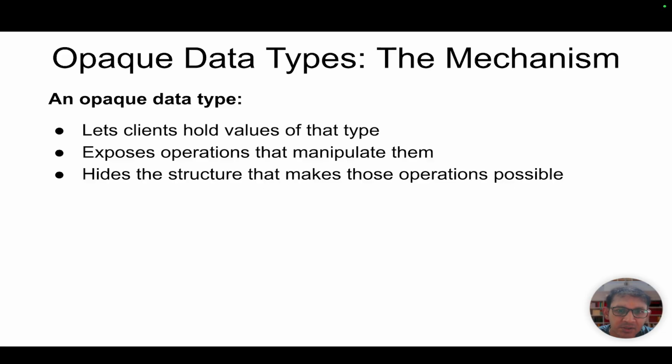Different programming languages provide different mechanisms for creating opacity. In Java, you use private fields, package-private fields, and interfaces with factories. In TypeScript, you use closures, private members, and branded types. Go provides unexported struct fields. Rust has module visibility and the newtype pattern. C++ offers private members and the pimpl idiom. The key insight is that regardless of the language mechanism, the goal is the same: make it impossible for clients to depend on the internal structure.